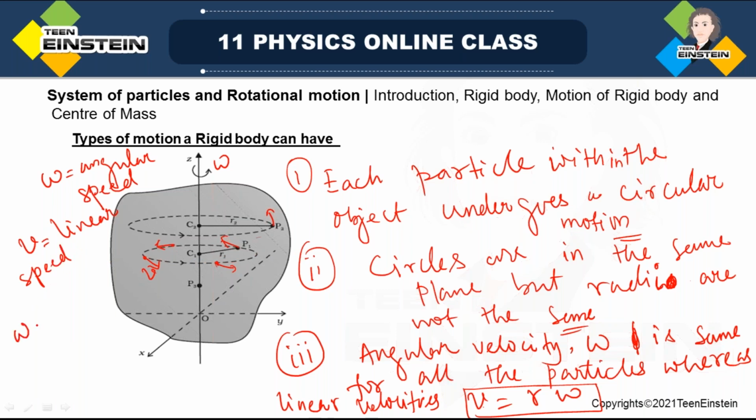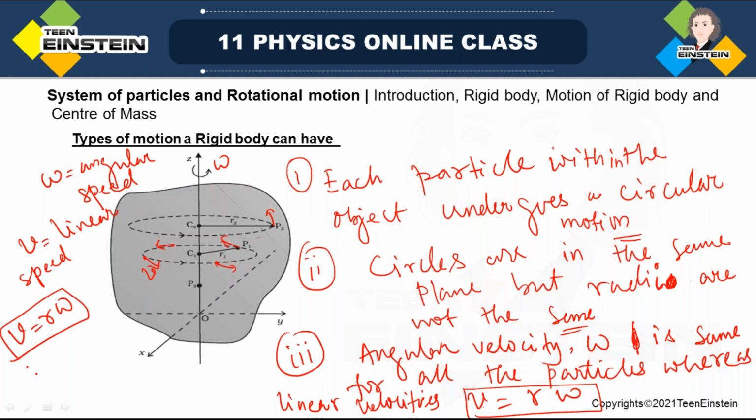Linear speed and angular speed are related like this: v is equal to r omega. Linear speed is equal to r into omega. We will prove this later, or maybe we have already proved this. So v is equal to r omega.